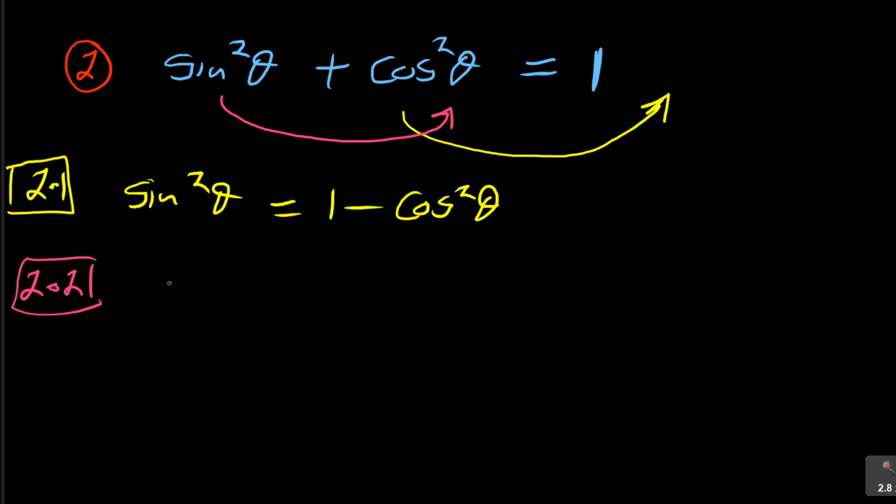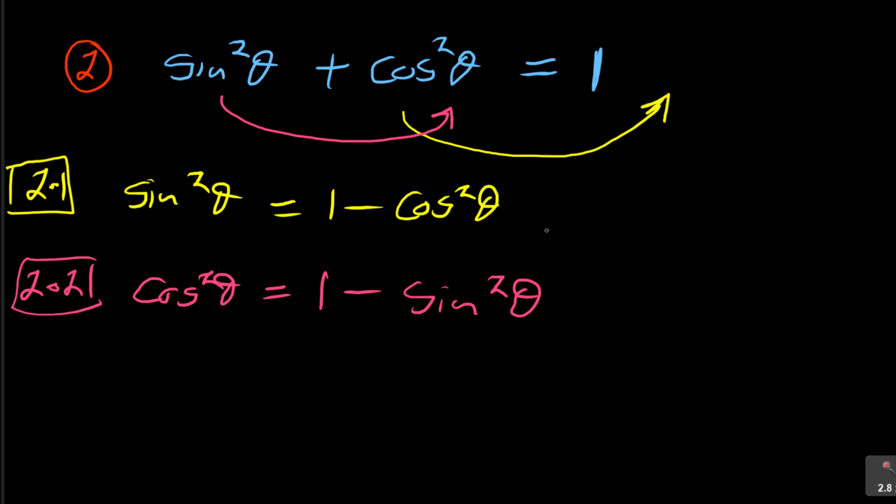When sine is crossing the equal sign, you'll be left with cos squared theta. On your left hand side, it becomes 1 minus sine squared theta. That is another version of that. Very, very important.